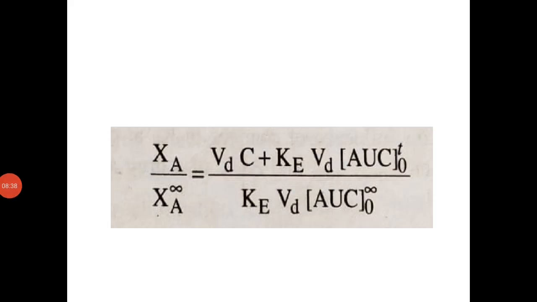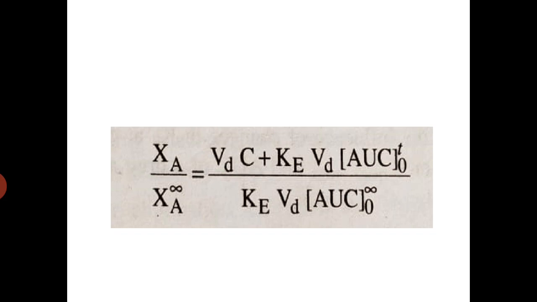So let me know your level of understanding on the fraction of drug absorbed. Say for example, your exam is for 100 marks and you scored 60 marks. What is the percentage of marks you have scored? 60 divided by 100 into 100, that means you got 60%. Out of 100 you scored 75 marks. So what is the percentage? 75 by 100 into 100, you got 75%.